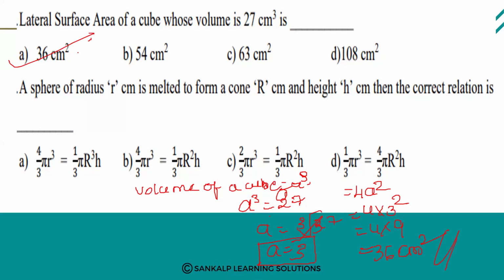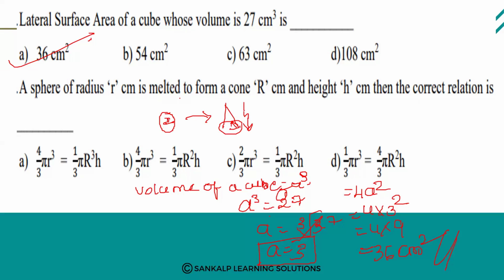Option A is right. A sphere of radius r is melted to form a cone. Here the sphere is melted to form a cone of radius r, and this radius is smaller, and height h. Then the correct relationship is, so here the sphere is melted to form a cone, that means volume is changing here.